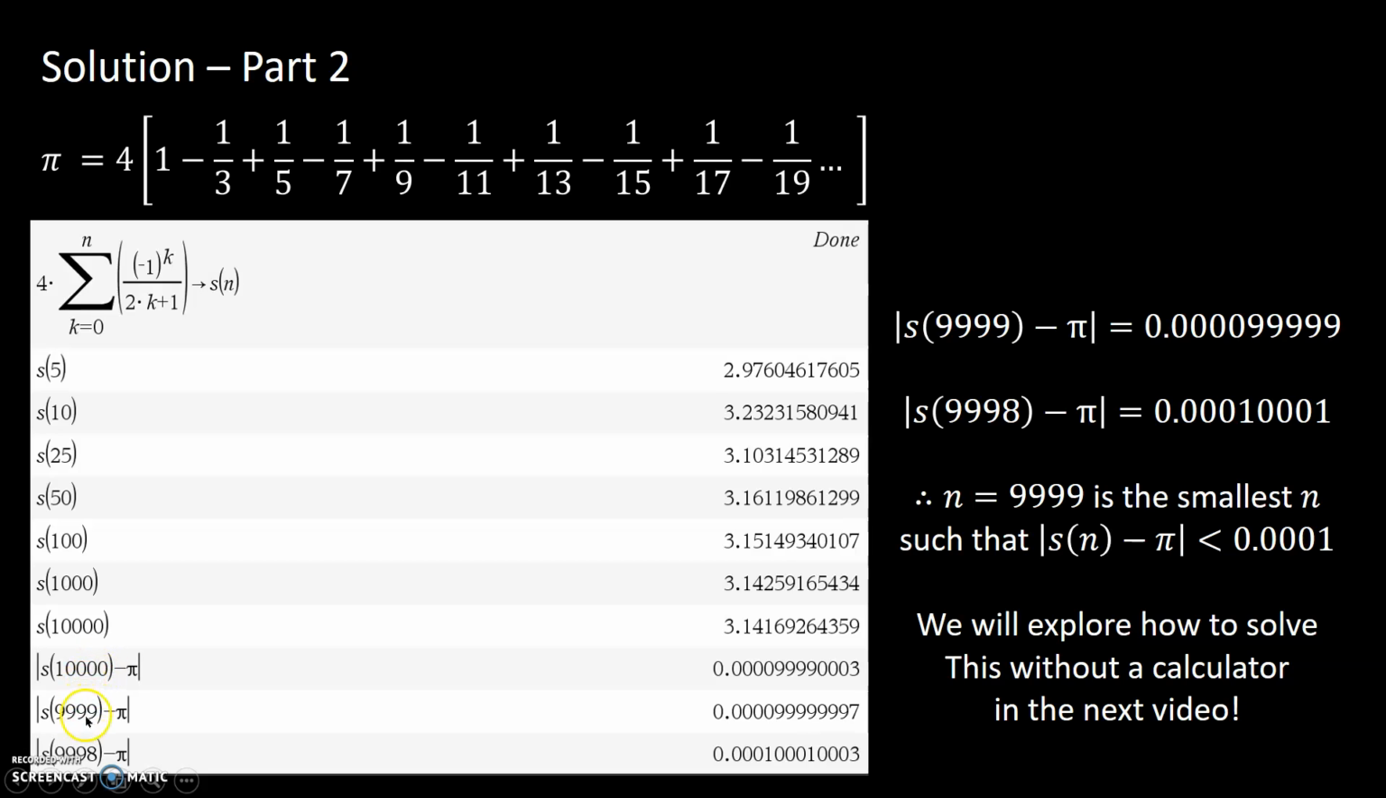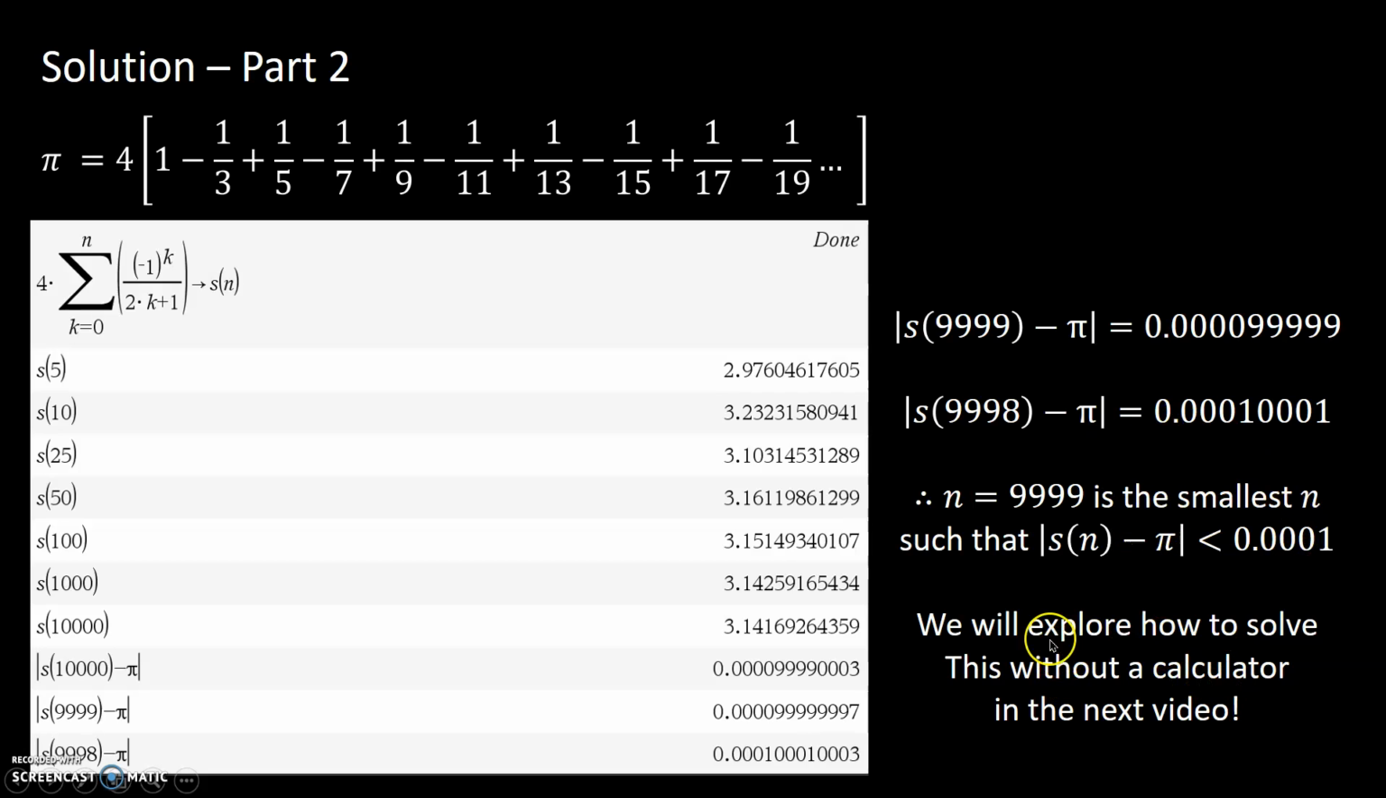And I go 1 less and say, okay, what happens if I go to the 9,999th term? Well, that is still 0.00099999. So what about the 9,998th partial sum? Well, now that's slightly more error than 1/10,000th. So I know that I have to go at least 9,999 terms to get the desired error margin. If I go any less, I have more error than is acceptable. So there, 9,999 is the smallest number n where the error is less than 1/10,000th.